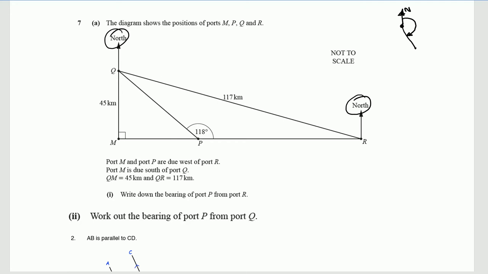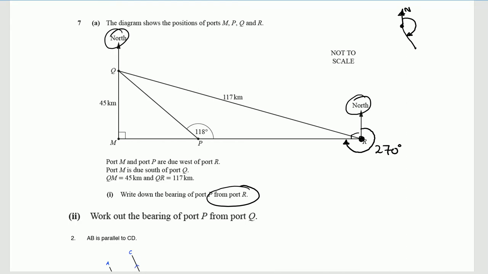I want to write down the bearing of port P from port R. Now what that means is that if I start from port R, so I want to measure my angle here, and I want to get to port P, what I need to do is look around clockwise from that north line. Now because we are told that this is a right angle down here, we know this must also be a right angle over here, because they're both right angles in a north line. And so the bearing I'm looking for is 270 degrees.